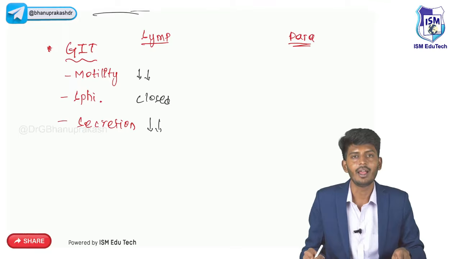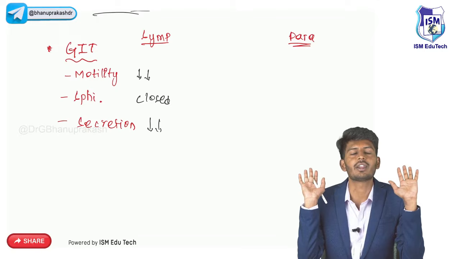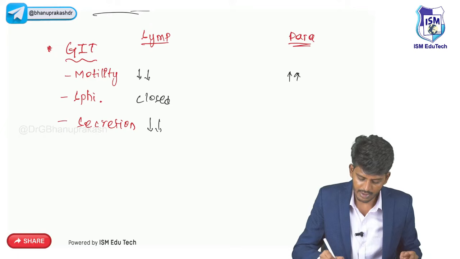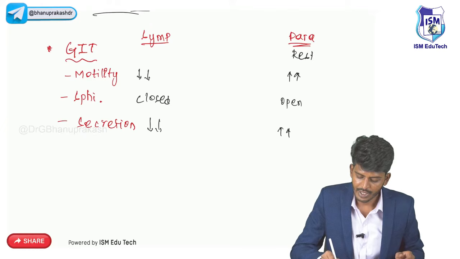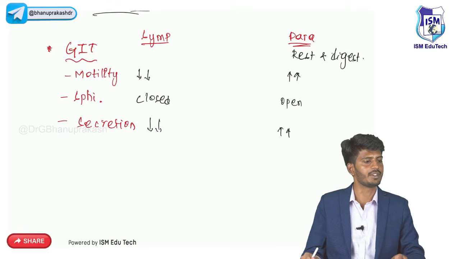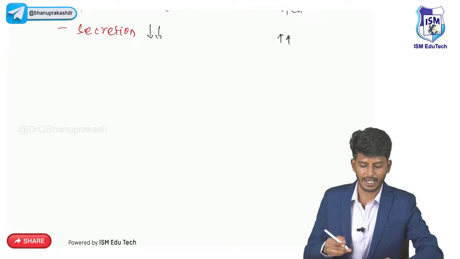Simple. Now, parasympathetic. Sir, what happens in parasympathetic? It is a condition where you are resting happily, you can eat food and digest it. So, automatically motility will be increased, sphincters are open, so you are able to swallow, and you need to digest. That is why there is an increase of the secretion. That is why parasympathetic got its name, rest and digest nerve. Clear? Very good. Let's go to the next aspect.